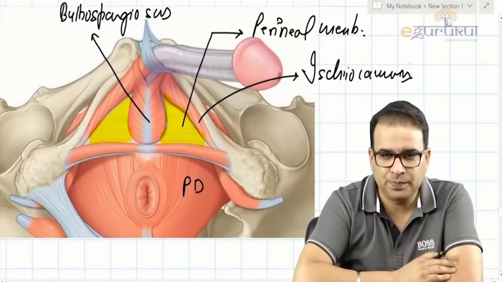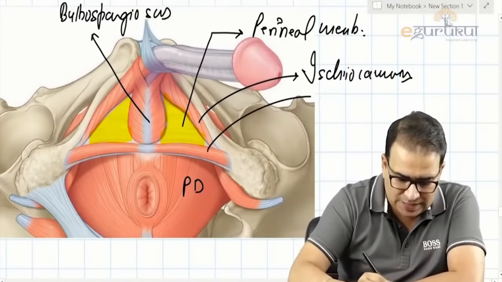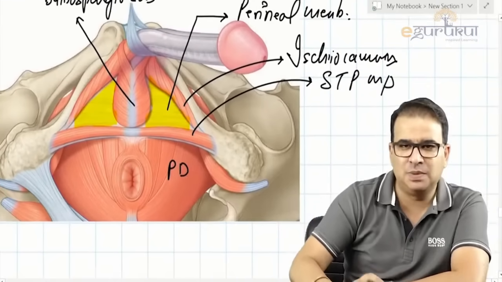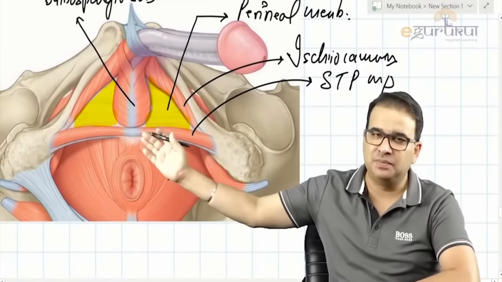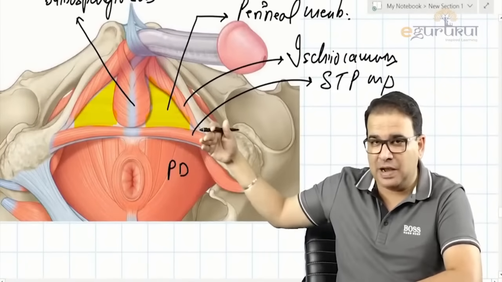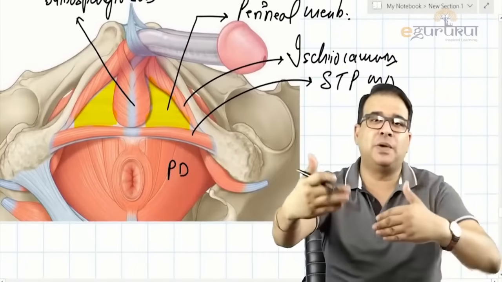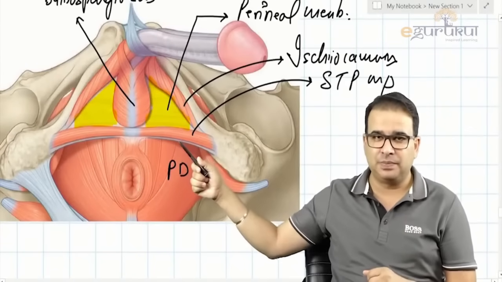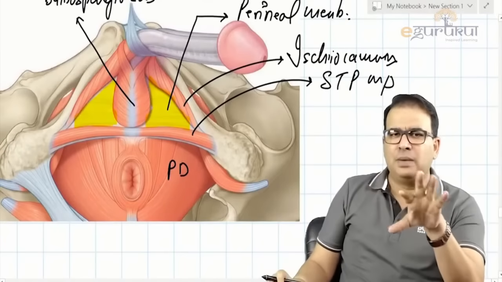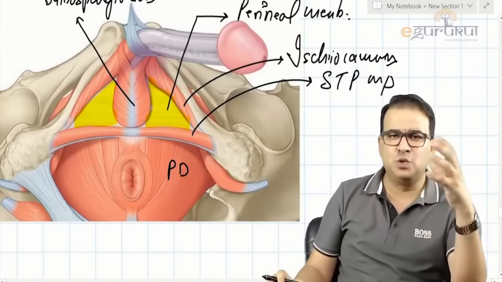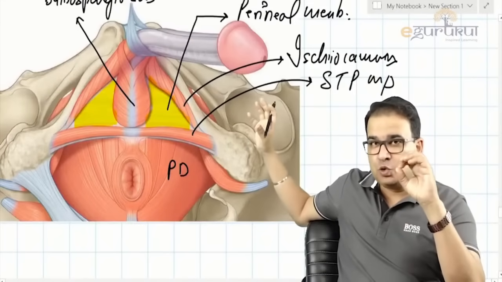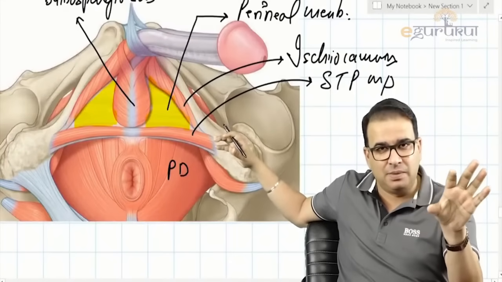Ischiocavernosus is there. Look at this muscle here, guys. This muscle here is the superficial transverse perineal muscle. Well, this muscle is obviously running transversely, and it is present below the perineal membrane. Obviously the things which are present below are superficial. So this is the superficial transverse perineal muscle. Now, the bulbospongiosus, ischiocavernosus and superficial transverse perineal muscle are the contents of what pouch? Superficial perineal pouch, both in male and female.